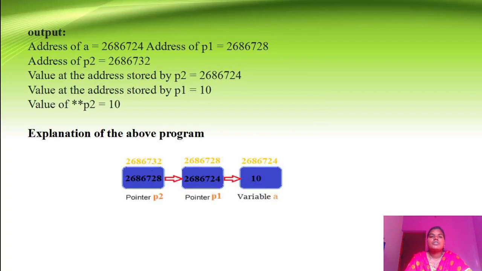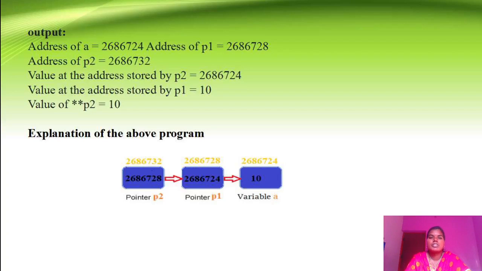The address of a is 2686724; it depends on the system and may vary. Then the address of p1 is 2686728, and the address of p2 is 2686732. The value at the address stored by p2 is 2686724, the value at the address stored by p1 is 10, and the value of **p2 is 10.